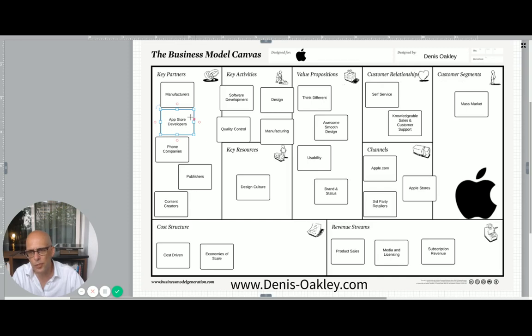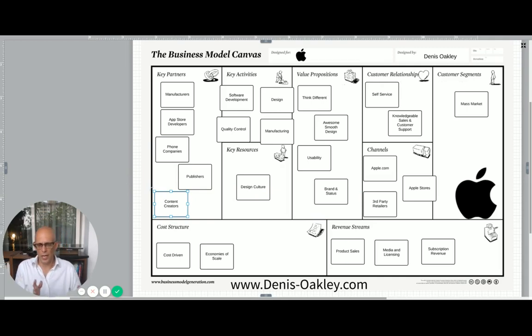Then you've got the App Store developers, the people who are creating the apps and the software to be used on Apple computers, the phone companies, where Apple is being used, and often that is a great way of promoting the phone app to audiences of tens or hundreds of millions of people. Then the publishers and the content creators putting stuff onto the Apple network.